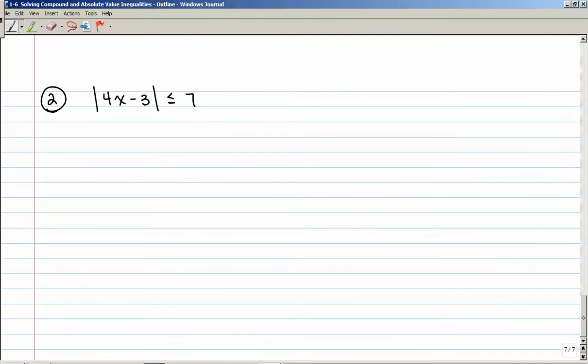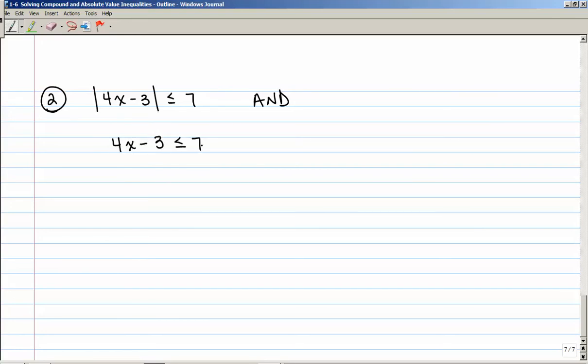Number 2, the absolute value of 4x minus 3 is less than or equal to 7. This is a less than. So this is going to turn into an and inequality. Okay? And remember, an and inequality has something in the middle. We're looking for the overlap. So the best way to write this is to copy it without the bars.